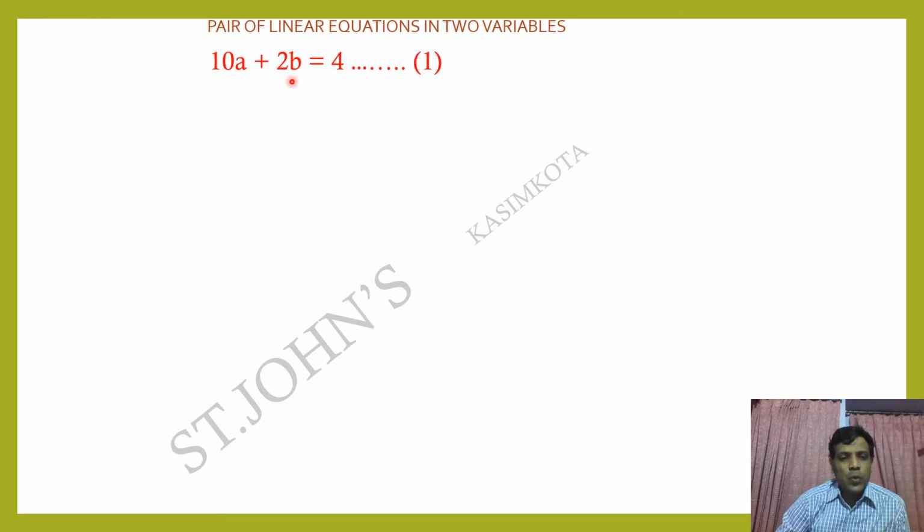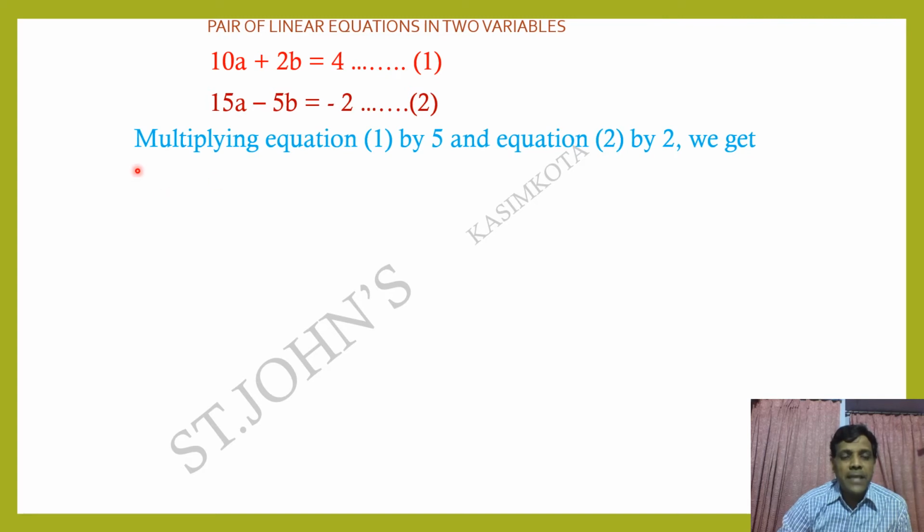10a plus 2b equals 4. This is the first equation. 15a minus 5b equals -2. This is the second equation. Now you have to eliminate any value, either the a value or the b value. Suppose I will eliminate the b value, 2b and 5b, but these two are not equal. How to equalize these two terms? First equation is multiplied by 5 and second equation is multiplied by 2. Okay, write down the term. Multiplying equation 1 by 5 and equation 2 by 2, we get.